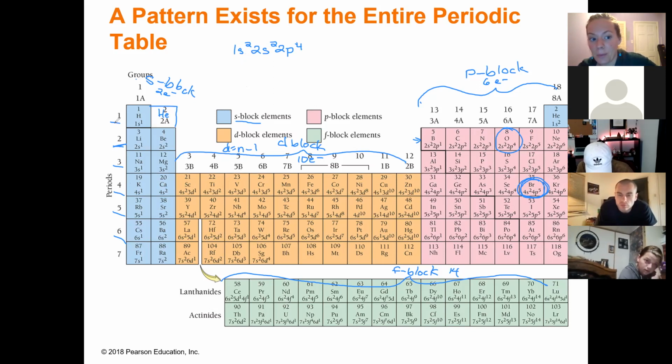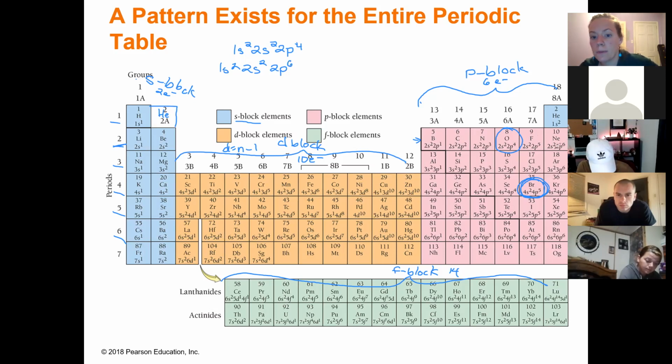We start right here. We fill the 1S first. So the 1S gets filled first. Then I fill the 2S. Do I fill it fully? Yeah, because we're nowhere near even close to getting to bromine. So we fill that fully. Then what do I fill? The 2P. Do I fill that completely? Yeah. Okay, so we put a 6 there.